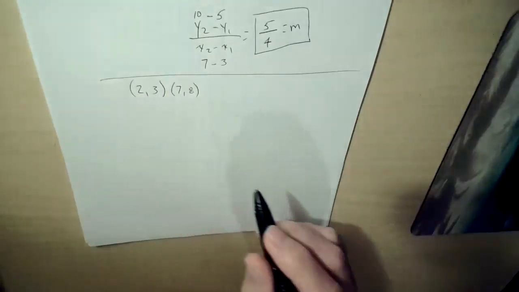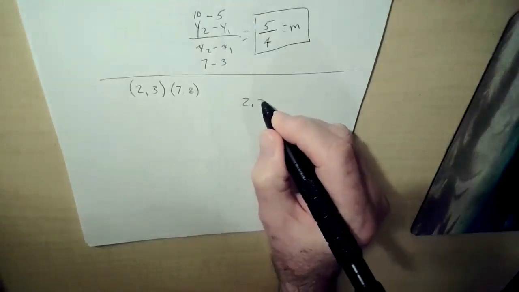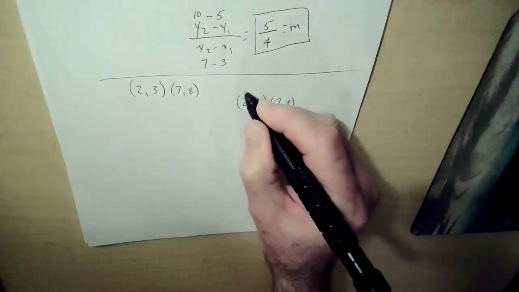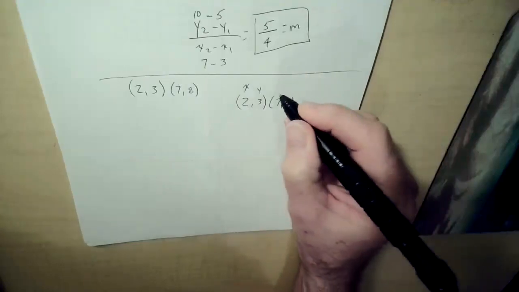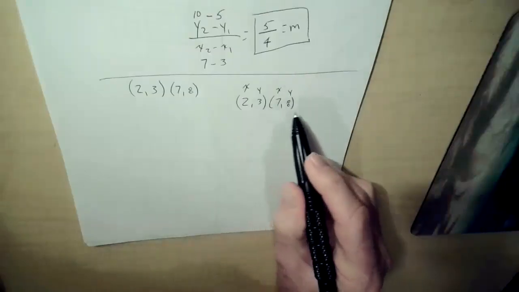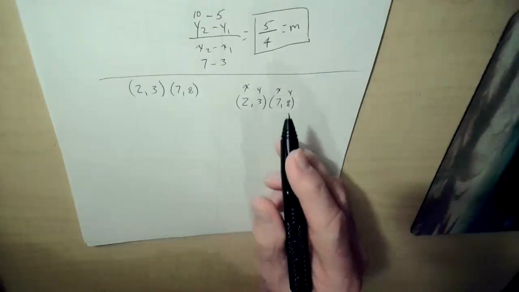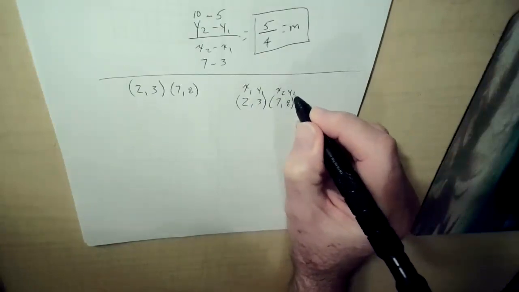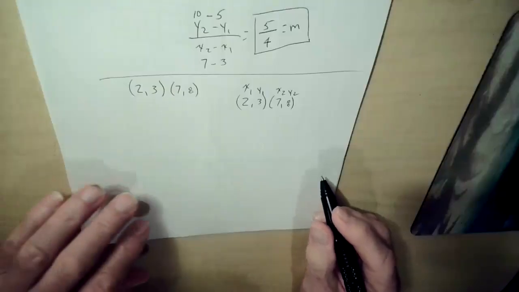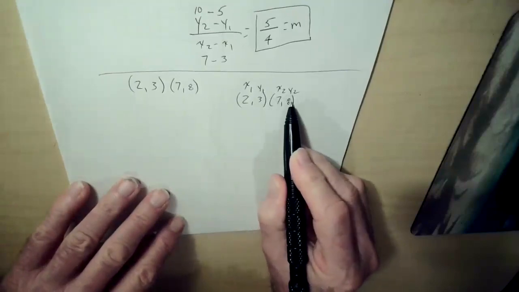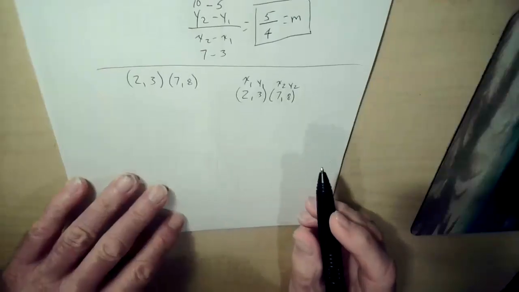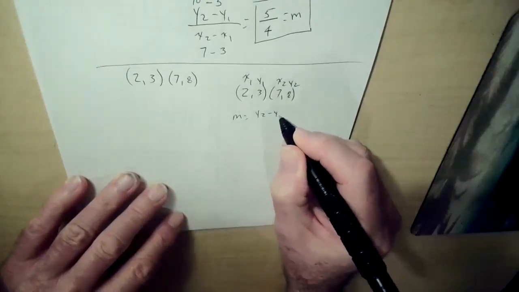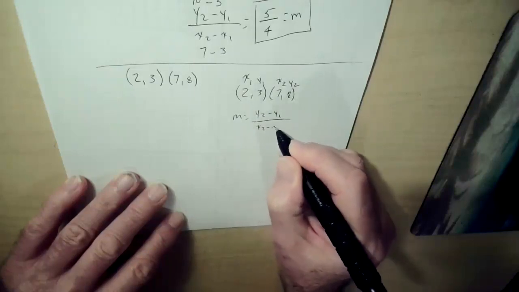Okay, what if you have this? 2 comma 3 and 7 comma 8. X and Y, right? X and Y are always in this form. Again, this is the first coordinate, so we're going to call this x1 and y1. This is the second coordinate, so we're going to call it x2 and y2. Again, it doesn't really make any difference. You can call this one x1 and y1, and this one x2, y2.